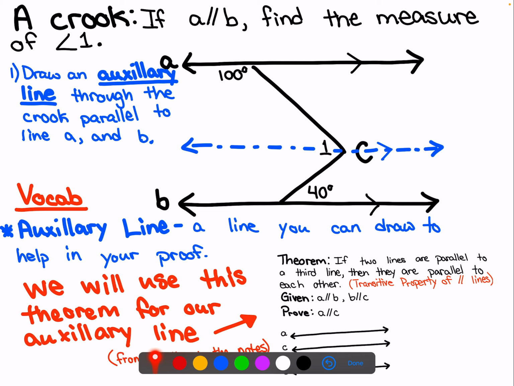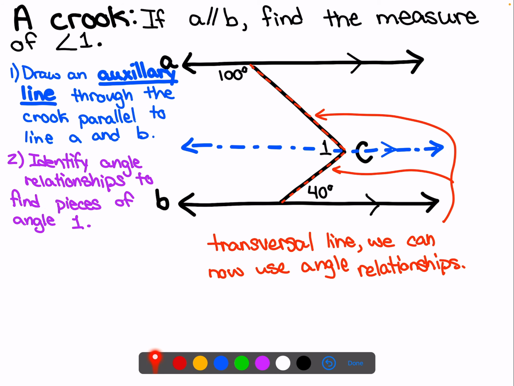Now if there's multiple bends, let's say that we have like 2 bends, then I would draw 2 parallel lines. There's 3 bends, 3 parallel lines, so on and so forth. So depending on how many bends in your line there is, depends on how many auxiliary lines you draw. So now that we have our auxiliary line, that created 2 transversal lines for us. So I have this transversal line dashed in red, and I have this other transversal line dashed in red.